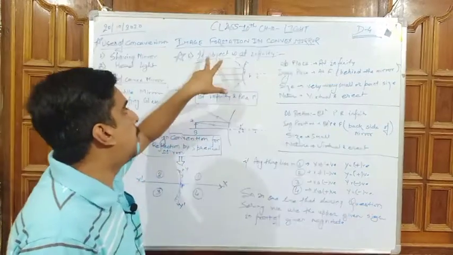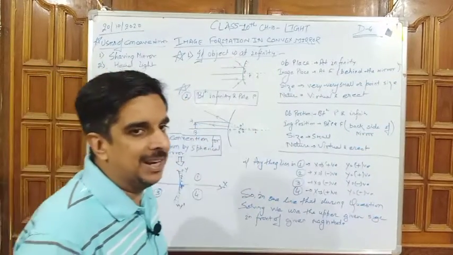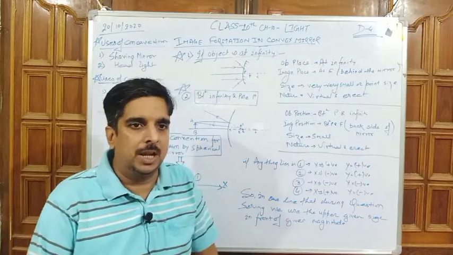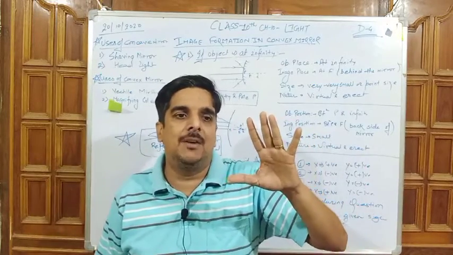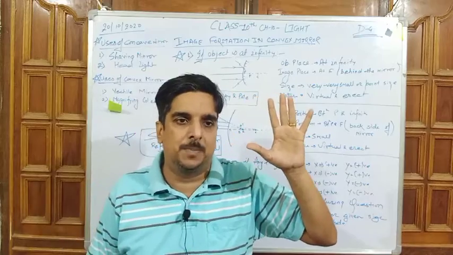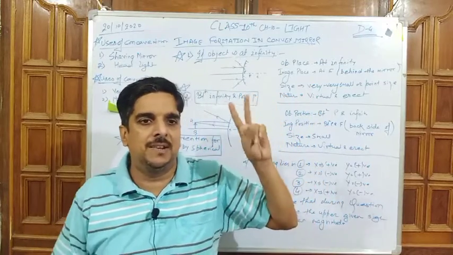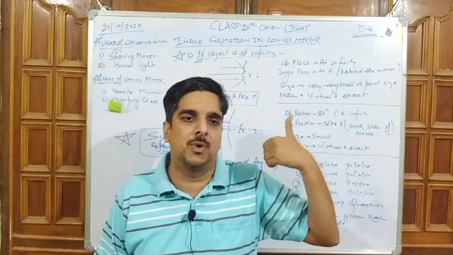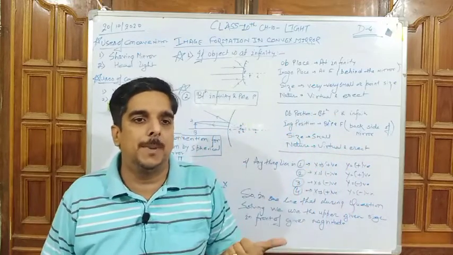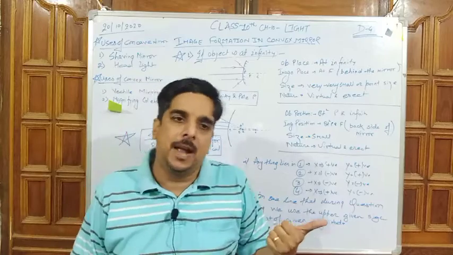So for the first point, if object is at infinity, listen to me carefully, what happened in concave mirror? We are having 6 places for the object. First one at infinity, second one after C, third one C, fourth one C between F, fifth one F, and sixth one will be P and F.